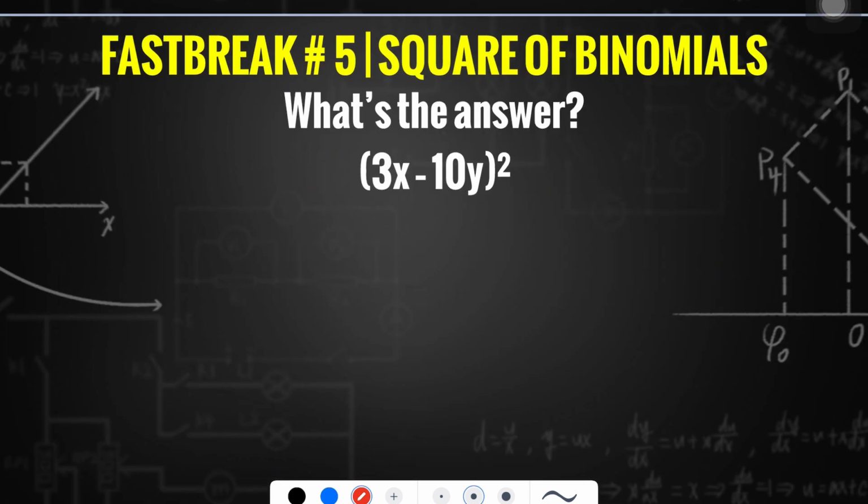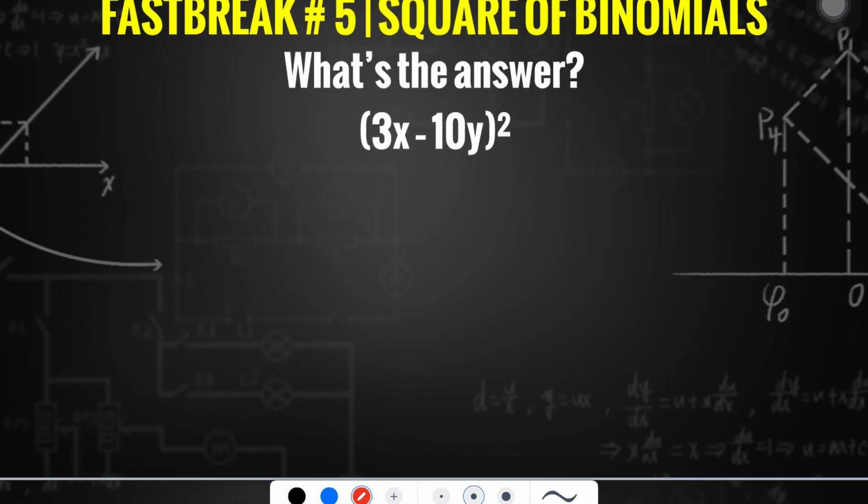So let's end the session with fast break number 5. For square of binomials, what's the answer, guys? So we have quantity 3x minus 10y squared. Try to do this on your own and then comment your answer below.